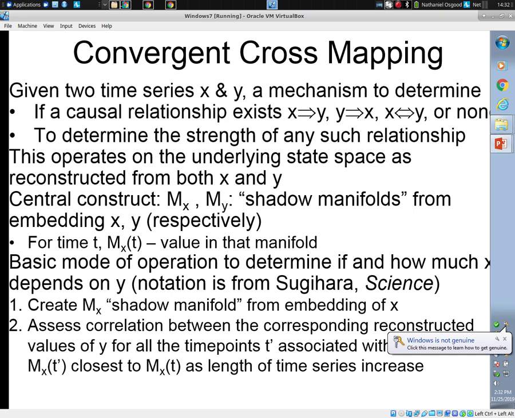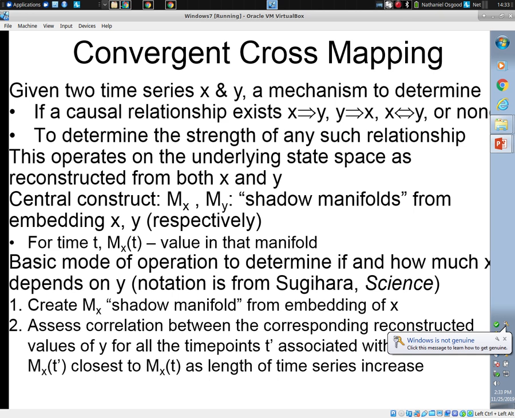Now, convergent cross-mapping is an approach that operates on, that is conscious of, the underlying state space. Okay? And a key issue here is it reconstructs that state space from both x and y. But I slightly distort the matter, because it's not necessarily reconstructing the same state space. In order to assess whether x is driving y, y is driving x, both driving each other or neither, it will reconstruct the state space from x, and it will reconstruct the state space from y, and they may or may not be the same state space, because maybe some of the factors affecting x are not factors affecting y, and vice versa.